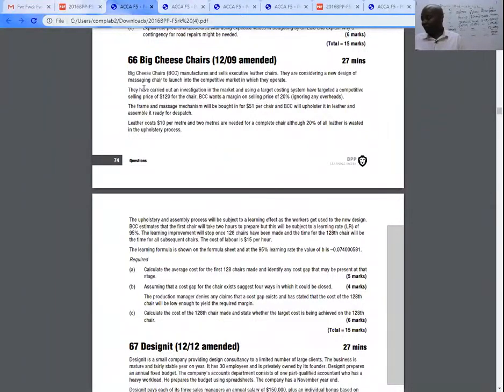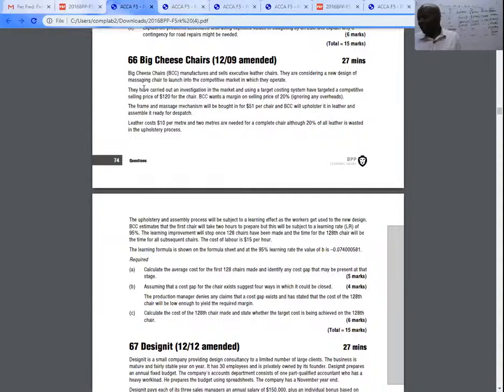The cost of labor is $15 per hour. The learning curve formula is shown on the sheet. You know, ACCA, they don't want you to cram formulas. They always give you the formulas, but CPA, you have to cram the formulas. So the learning formula is shown on the formula sheet, and at the 95% learning rate, they will even give you the value. So they want us to calculate the average cost for the first 128 chairs made and identify any cost gap that may be present at that stage.